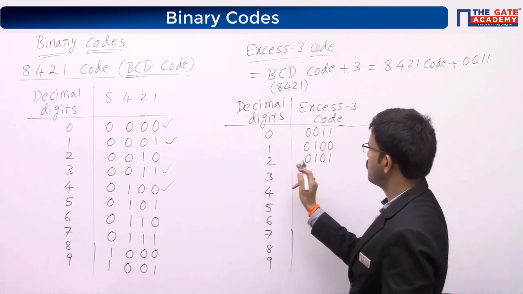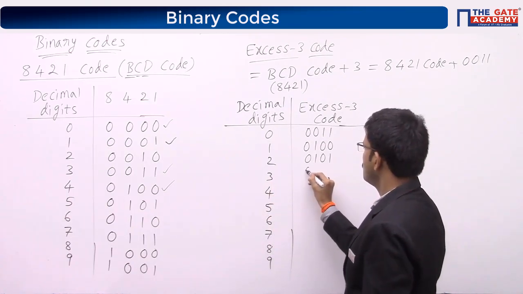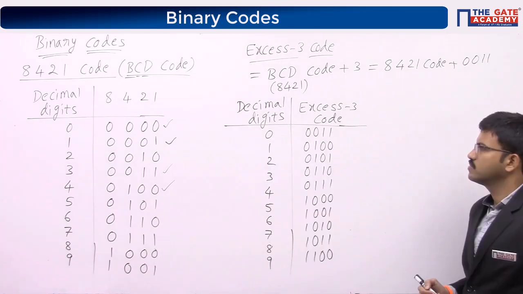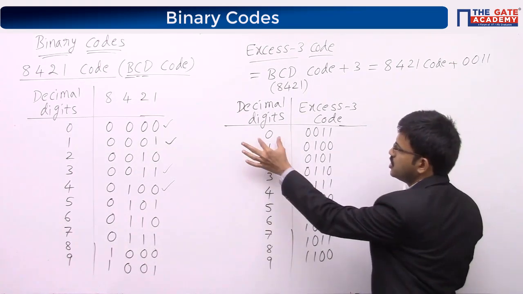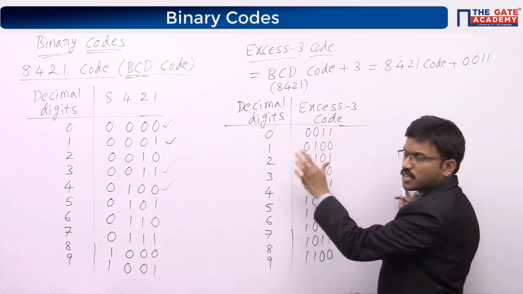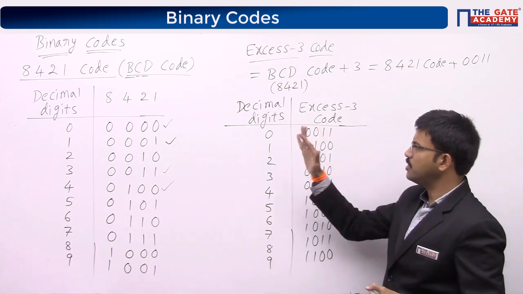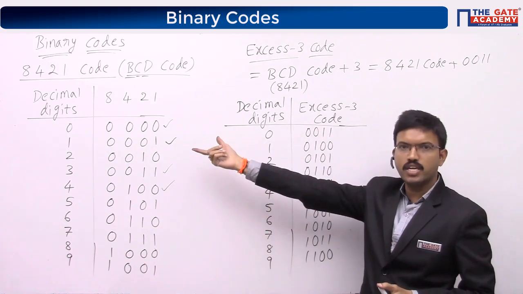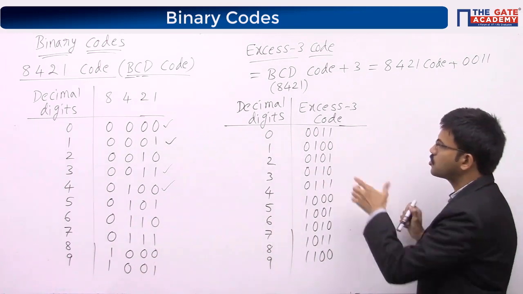Simple. 2 plus 3 is 5. 5 is nothing but 0101. 3 plus 3 is 6. 6 is nothing but 0110. Like that. So here we are having 3 to 12. Right? For 0, this is the representation in XS3. For 9, 9 plus 3 is 12. So that means in the forward direction, whatever the code we are having in BCD, we have added 3 to it, so that we are getting the code.